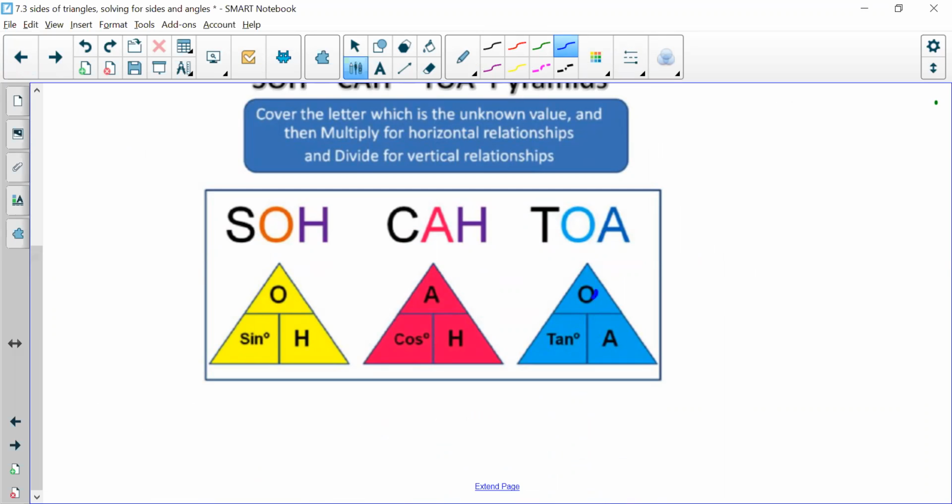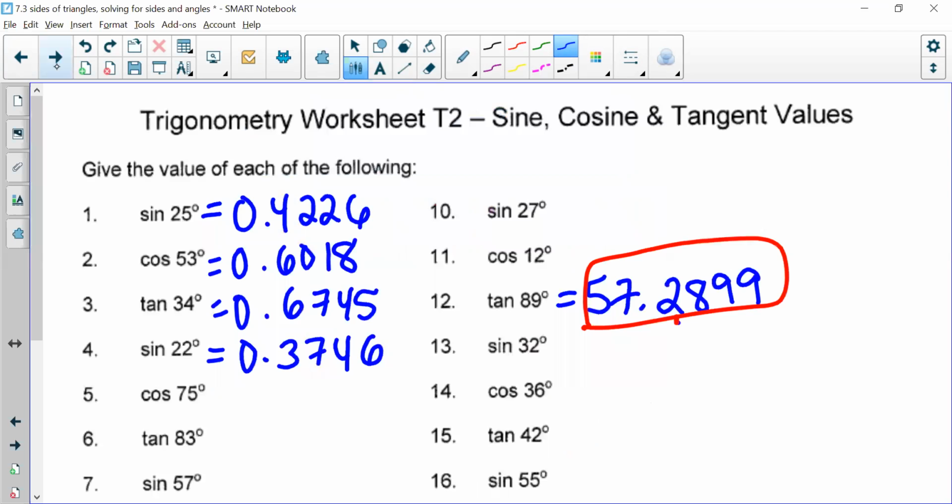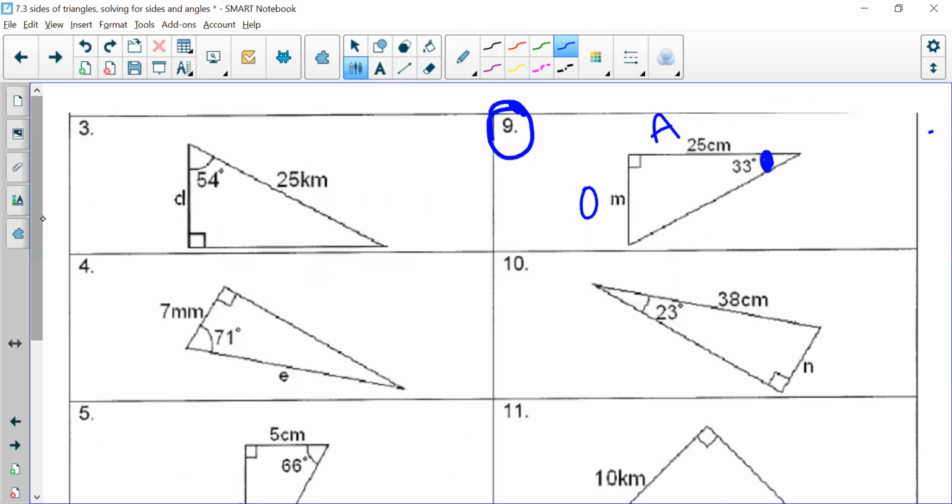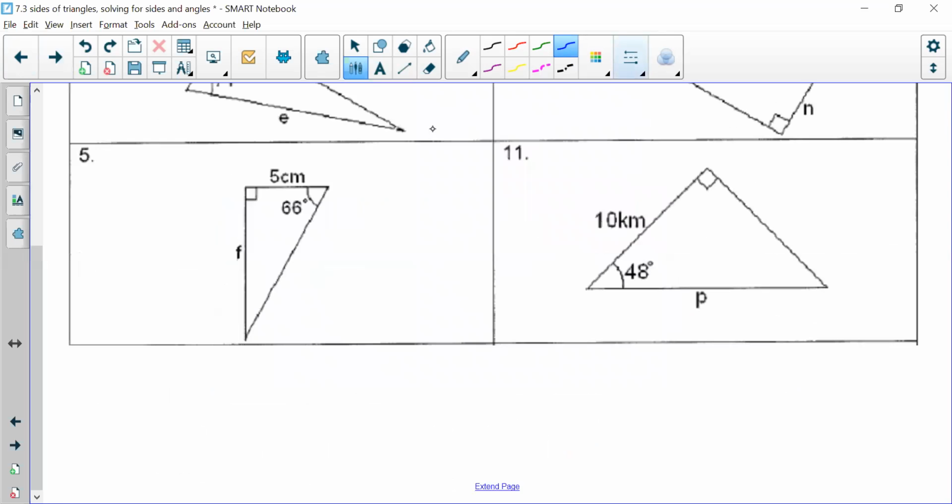So if I cover up O at the top, what am I going to do with tan of my angle and A? Is it going to be division or multiplication? Multiplication. Very good, because they're side by side. So tan of my angle times A. So going back here to number 9. Sorry, I got to do my work way down here, guys, but I'll scroll up to the triangle here in a second. Okay, so this is number 9. We said O is tan of my angle times A.